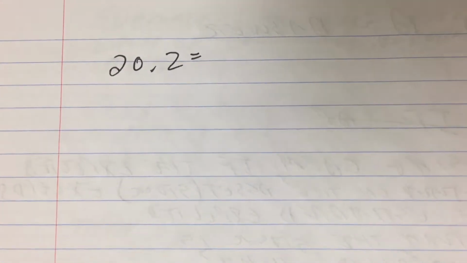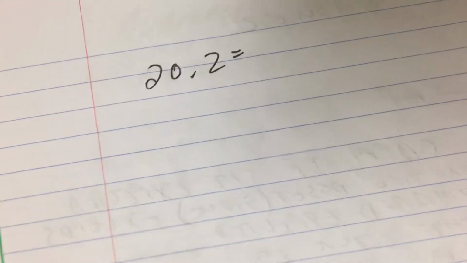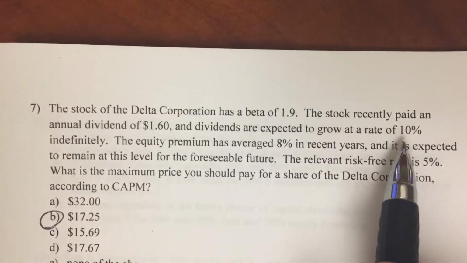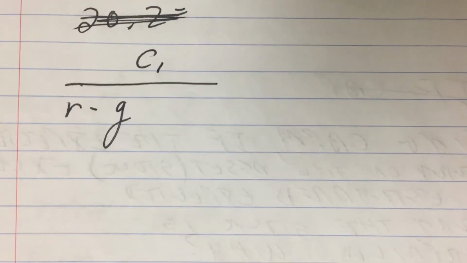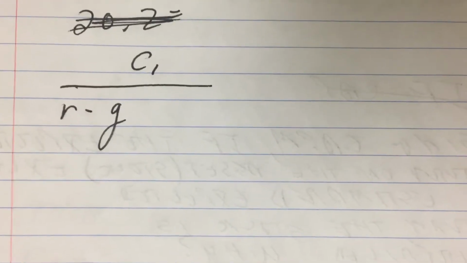We know this is a growing perpetuity because it tells us that the dividends are going to grow at a rate of 10% indefinitely. So now we're looking for the price of that stock that gives us that return of 20.2. The formula for the growing perpetuity is C1, the dividend after the first period, divided by R minus G. The dividend currently is $1.60, and it's growing at 10% a year.